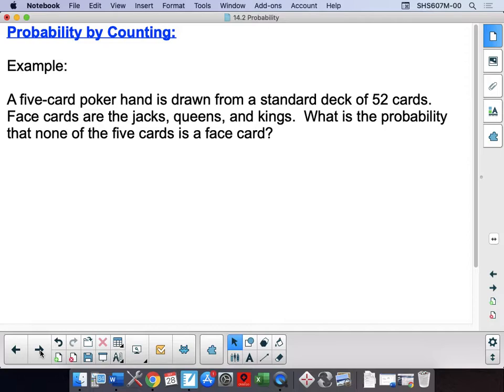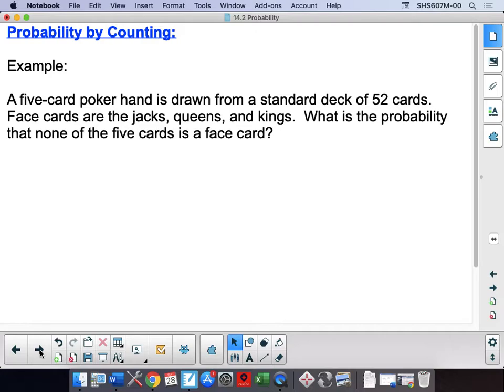Not that we play poker necessarily, but a standard deck of cards has 52 cards. That means no jokers, right? So 52 cards, no jokers. How many suits do you have in the deck of cards? You have 4 suits. What are the 4 suits?